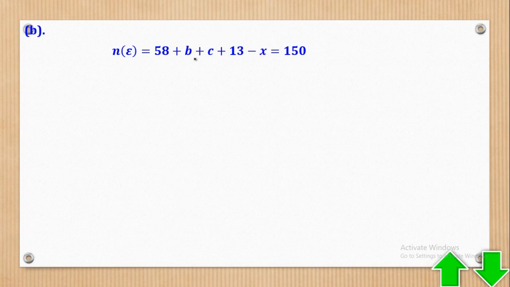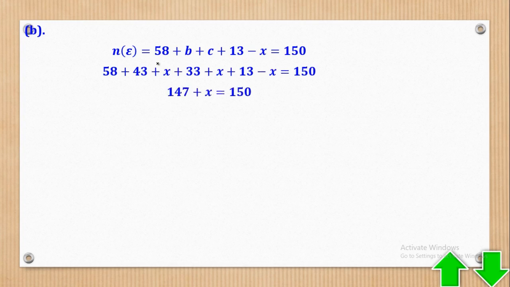So next is to substitute for b and c in terms of x, then simplify to come up with 147 plus x being equal to 150. Therefore x will be equal to 3. So basically that's what they wanted for part B: the number of teachers who take all the 3 types of drinks.